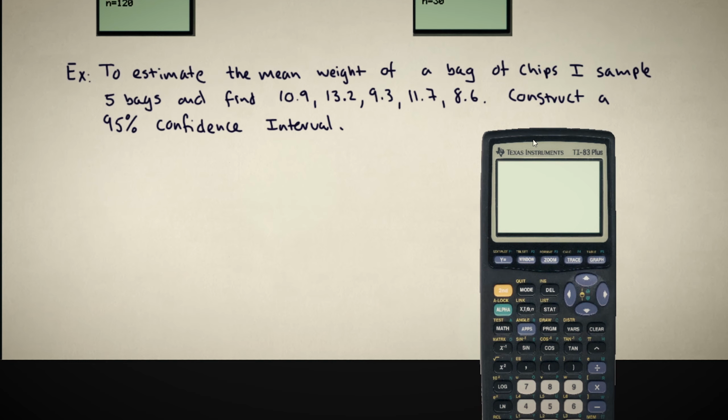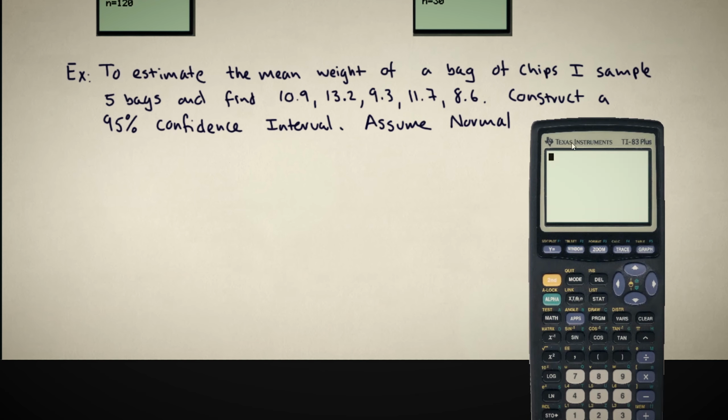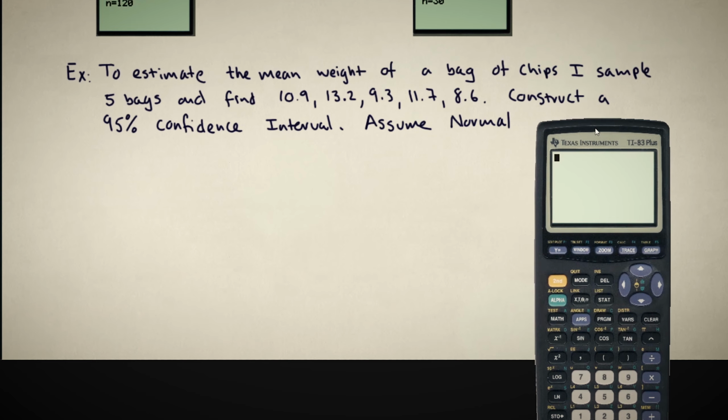I'm starting to feel like I've been ripped off by the chip company, and I want to figure out what the mean weight of these bags of chips that I've been buying is. Oh, I forgot to assume normality. I had to include this assumption that the weight of chips was normal because I only sampled 5 bags, and that sample size is not big enough to use the central limit theorem for means.